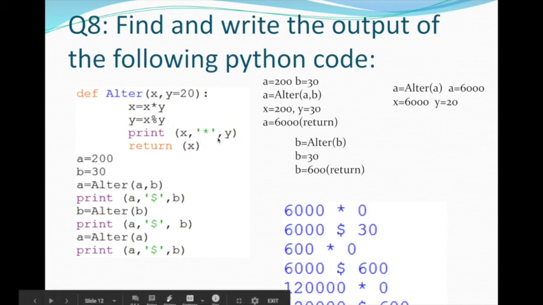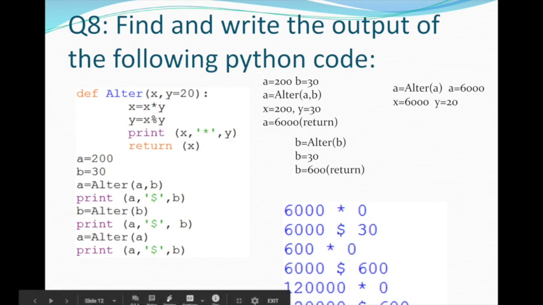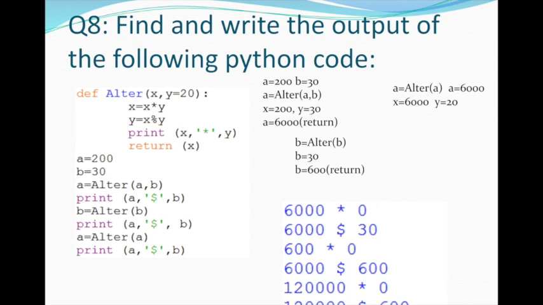Print x, star, y. So x value is 1,20,000 and y value is 0. This value is displayed. Return the value of x. The x value is 1,20,000, and that is displayed as star 600. I think you will be clear about this question. The next question.